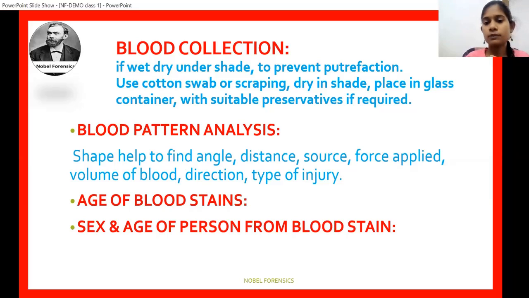Then age of the person. As I said, WBC is the source of nuclear DNA because the nucleus is present in WBC. RBC also has a nucleus in the fetal stage: fetal blood has nucleus in its RBC, but when the baby is born, RBC contain a nucleus only up to 24 hours. So if any blood stain has nucleated RBC, then it belongs to fetal blood or a 24-hour-old baby's blood.